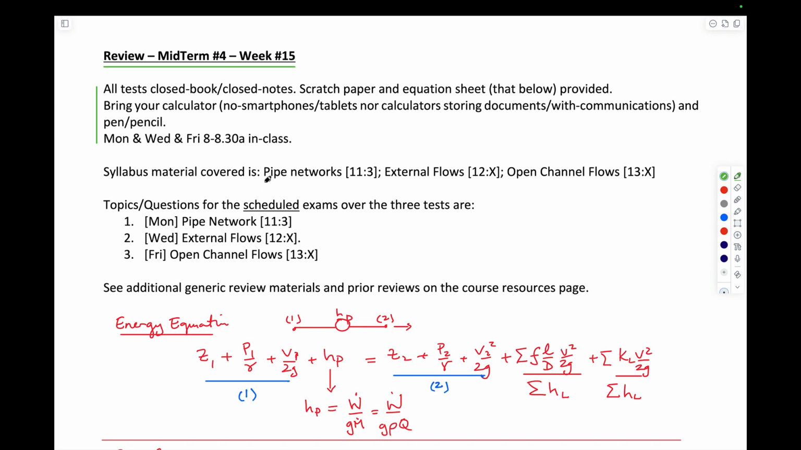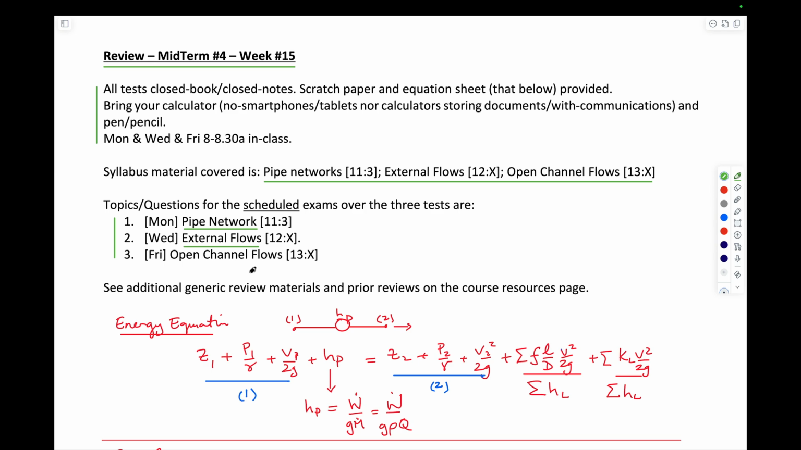The material covered is everything since 9.11.2, which is pipe networks, external flows, and open channel flows. And it turns out that the questions are picked also from those three topical areas. First one is pipe network, the second one is external flow, and the third one is open channel flows.